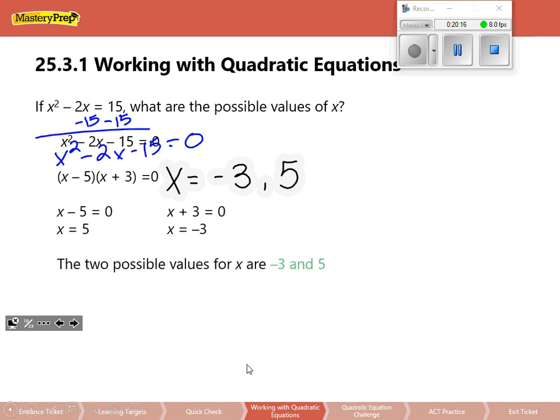Now we could have gone through and factored it, but this here is a little bit easier to just graph the thing. Any questions on this here?